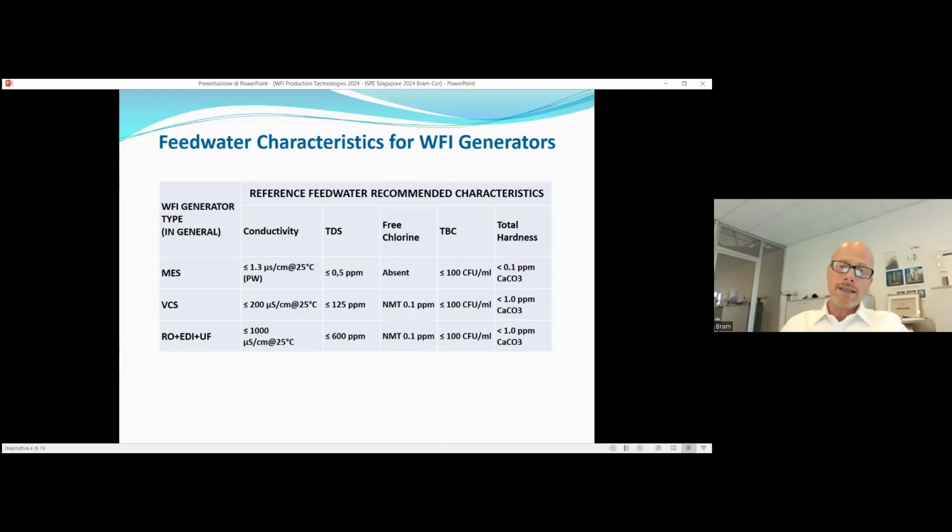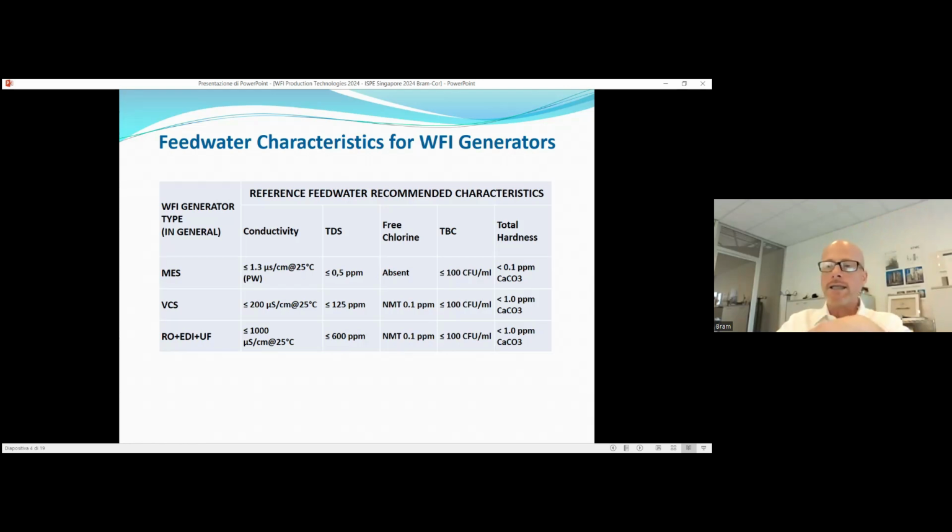In the reality, the technologies are some more tolerant in that, but we are always trying to balance the characteristics of the feed water together with the maintenance and the lifetime of the machine. Just to give you an example, you see in the second line, VCS, so the vapor compression distiller, we indicated equal or less 200 microsiemens in feed water inlet.